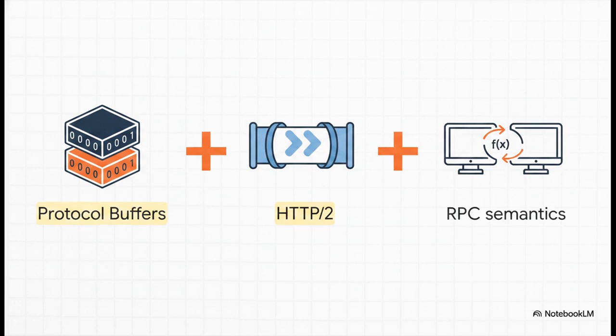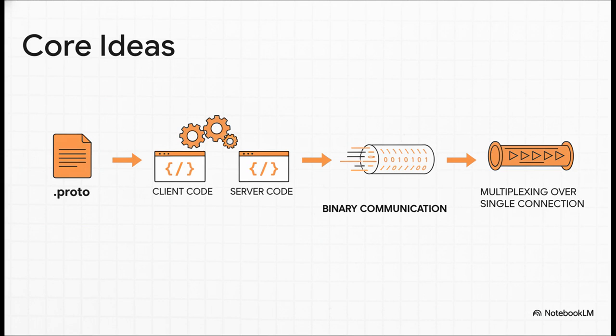To make this complex system a bit more digestible, it really helps to view gRPC not just as a tool, but as a sort of progressive equation. Think of it like this: protocol buffers plus HTTP/2 plus those RPC semantics we just talked about. That specific combination is what makes it an absolute powerhouse for modern system design. Let's lay out the foundational pillars that allow this architecture to operate so seamlessly across platforms.